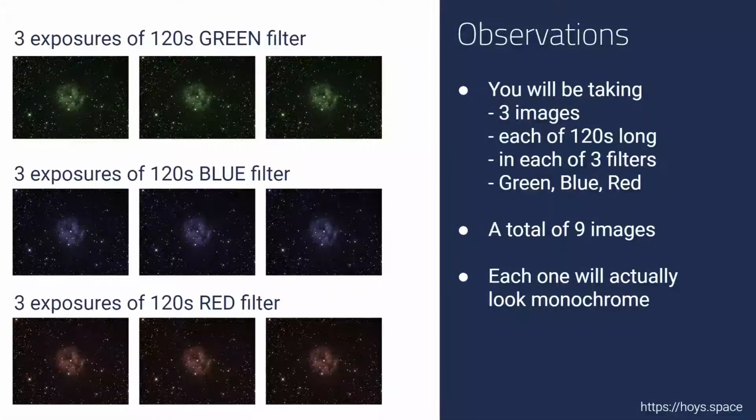So what are we going to image? Well, we're going to take 3 images of 120 seconds each in the green filter of an object, 3 images of 120 seconds in the blue filter of the same object, and 3 images of 120 seconds in a red filter. So that's a total of 9 images. It's important to note that the images won't look coloured like this when you first get them. This is just for illustration. They will all look monochrome, but we'll discuss that in a future video.